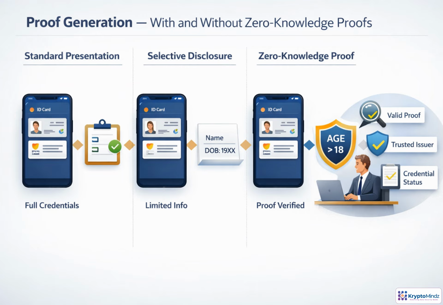After selecting the right credentials, the wallet must decide how much information to expose. A standard presentation may send the full credential plus a holder binding proof. Selective disclosure narrows that to only the required claims. With zero-knowledge proofs, the wallet can prove a statement, like over 18, without revealing the birth date. In every case, the verifier still needs enough evidence to check the challenge, issuer trust, and credential status.